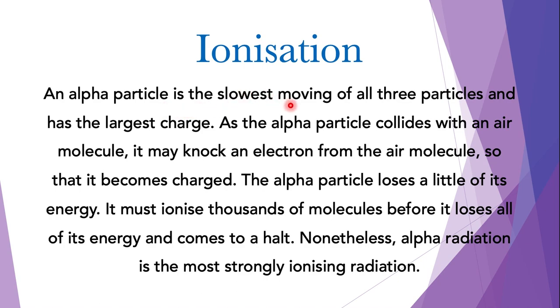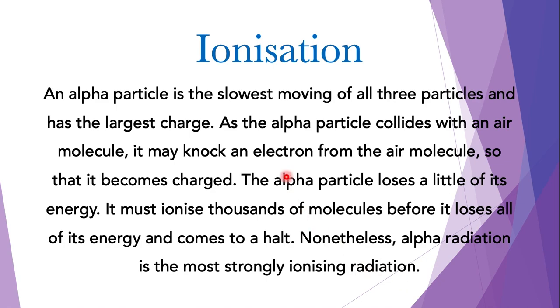An alpha particle is the slowest moving of all three particles and has the largest charge. So as the alpha particle collides with an air molecule, it may knock an electron from the air molecule so that it becomes charged. The alpha particle loses a little of its energy, so it must ionize thousands of molecules before it loses all of its energy and comes to a halt. Nonetheless, alpha radiation is the most strongly ionizing radiation. So, whenever an alpha particle or a beta particle knocks electrons from air molecules, it loses a little of its energy as well.